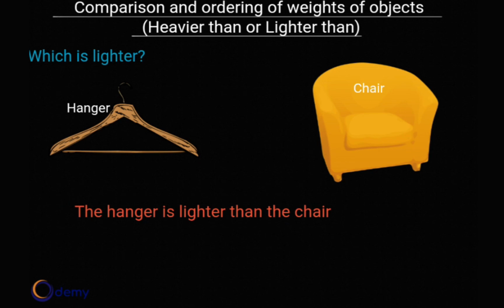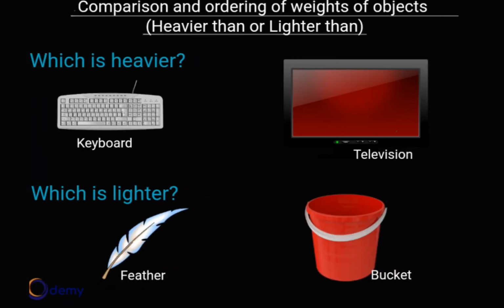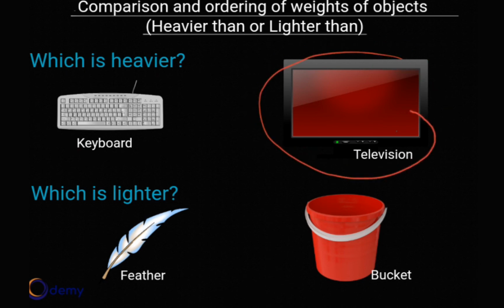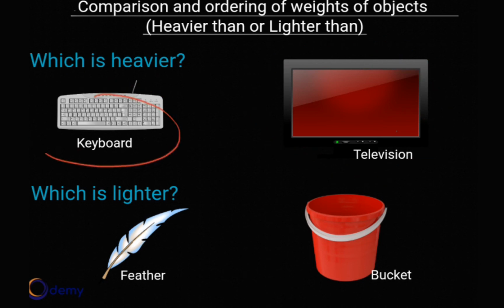I want you to also solve these ones for me. The question here says which is heavier and which is lighter. For the question on which is heavier, it's asking if the keyboard is heavier than the television, or is it the television that is heavier than the keyboard? What is the correct answer? And here also, which is lighter? Is it the feather or the bucket?